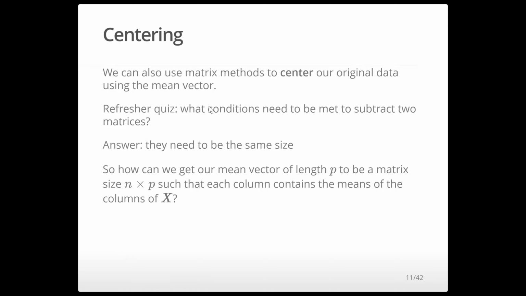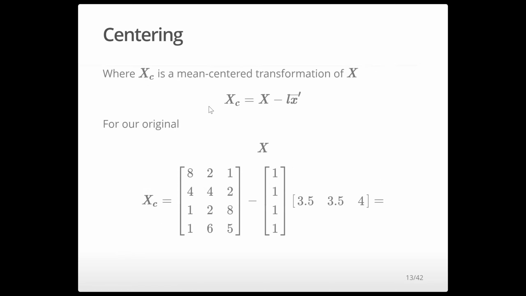We need the 2 matrices to be the same size. So what we need to do is to get our mean vector, which is length p, to be a matrix of size n by p. That way we can subtract it from the original matrix. And so our new matrix will be a mean matrix where each column just has the mean of that column repeated. So how can we do this using matrix methods? We can post multiply its transposition by L. So we're taking L times the transposition of the mean vector.